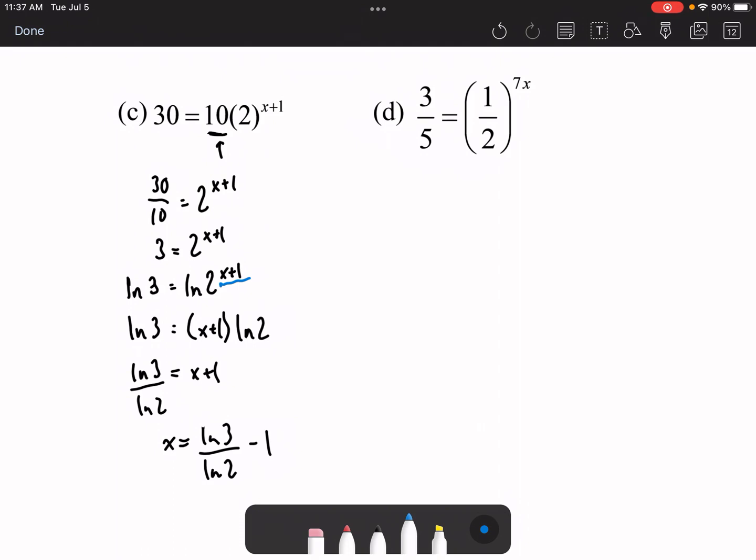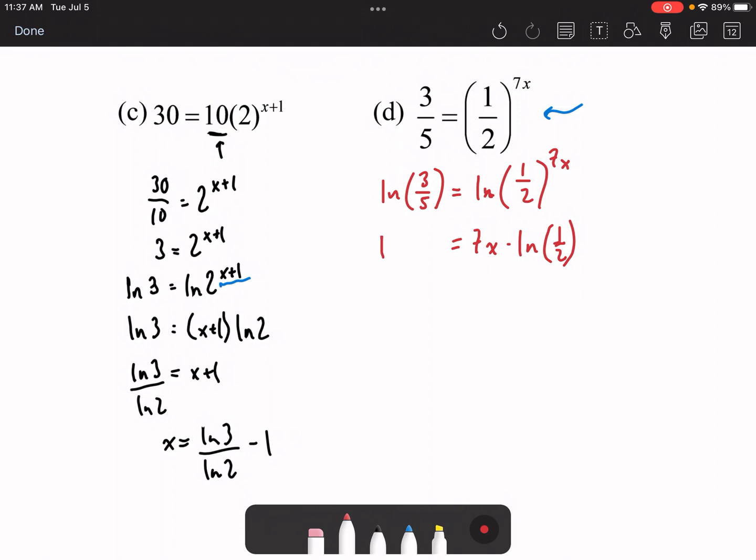Okay, so what we're going to do is we're going to solve this one now. Okay, to solve this, I'm going to use a natural logarithm on both sides. The reason why I do this is because the exponent is 7x and it has that variable x. So now I can bring that 7x down, multiply by the natural logarithm of a half, and that's equal to the natural logarithm of 3/5. And here's where it gets a little fun.